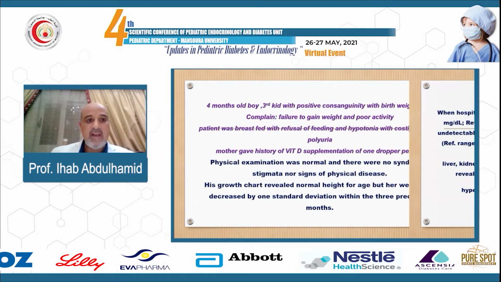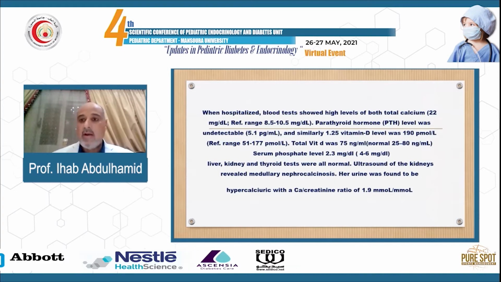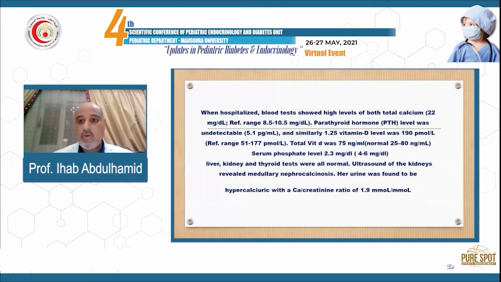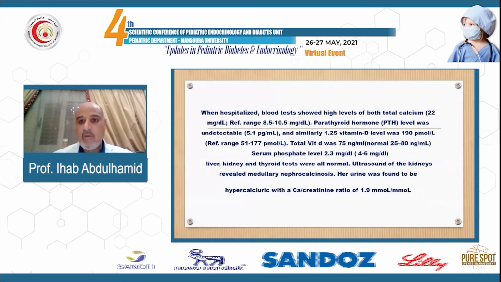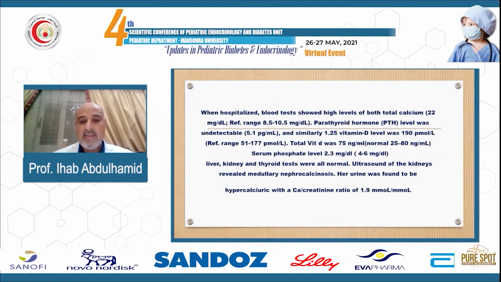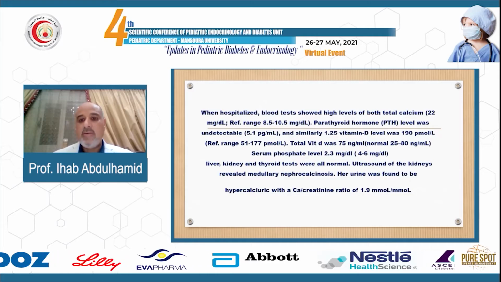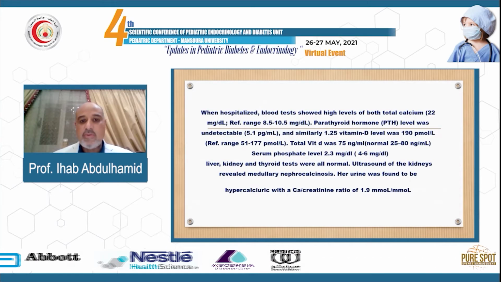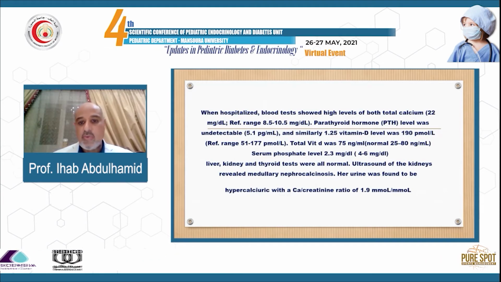When hospitalized, blood tests showed high levels of serum calcium, 22 mg/dl, and parathyroid hormone level was undetectable, less than 5.1 picogram per milliliter. 1,25 vitamin D was high, 190 picomole per liter. Total vitamin D was 75 nanogram per ml, and the normal is 25 to 80 nanogram per ml. Serum phosphorus level was 2.3 milligram per dl, which was low. Liver, kidney, and thyroid functions were normal.